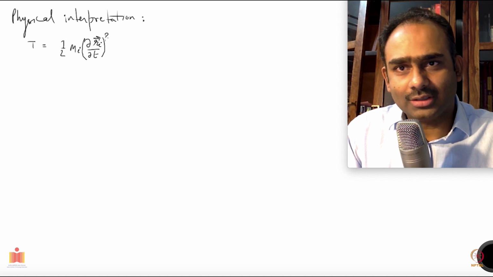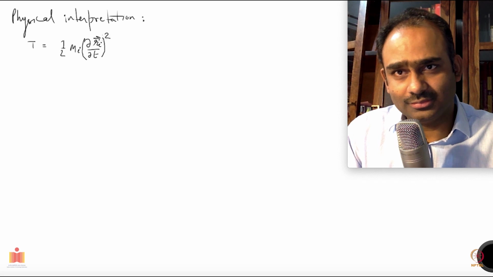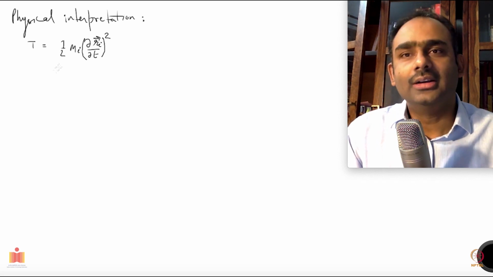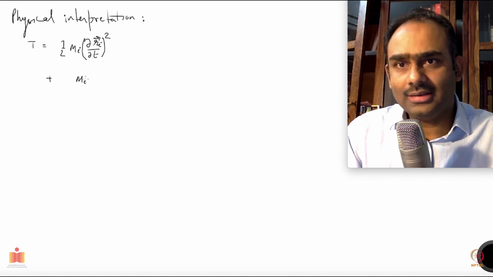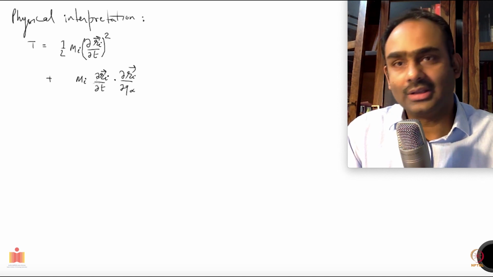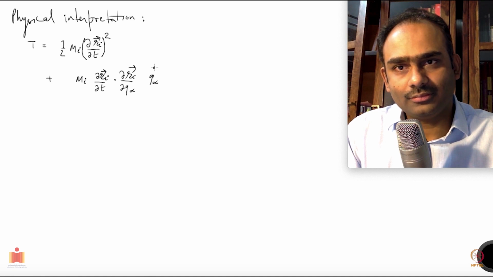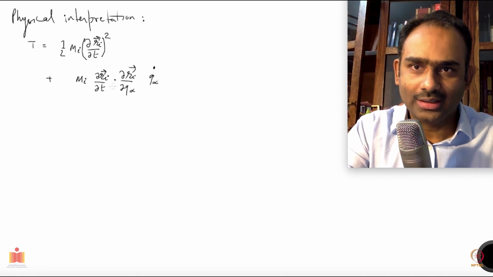Your kinetic energy is scalar, so this term has to be scalar, and clearly this is being dotted into itself. Then you have a linear term, and the linear term was m_i ∂R_i/∂t dotted with ∂R_i/∂q_α, and you have a q̇_α. So I have two summations involved in here.